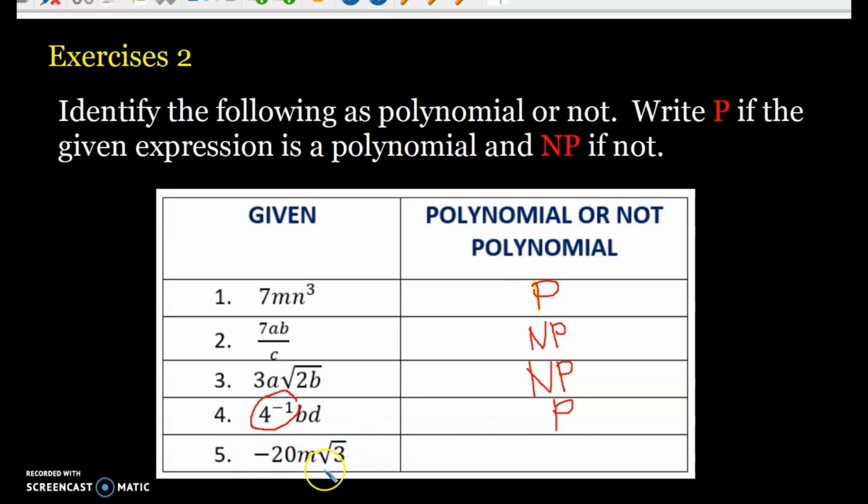And last but not the least, we have negative 20m square root of 3. There comes the radical sign, and we have to check on the inside part of the radical sign. It's just 3, which is not a variable. Therefore, the expression is a polynomial. Okay? So, let's proceed to the next.